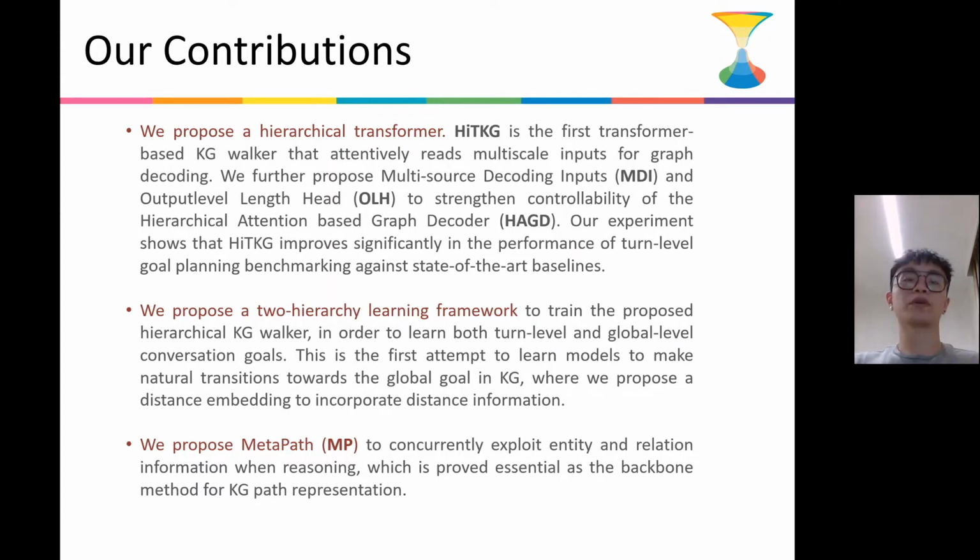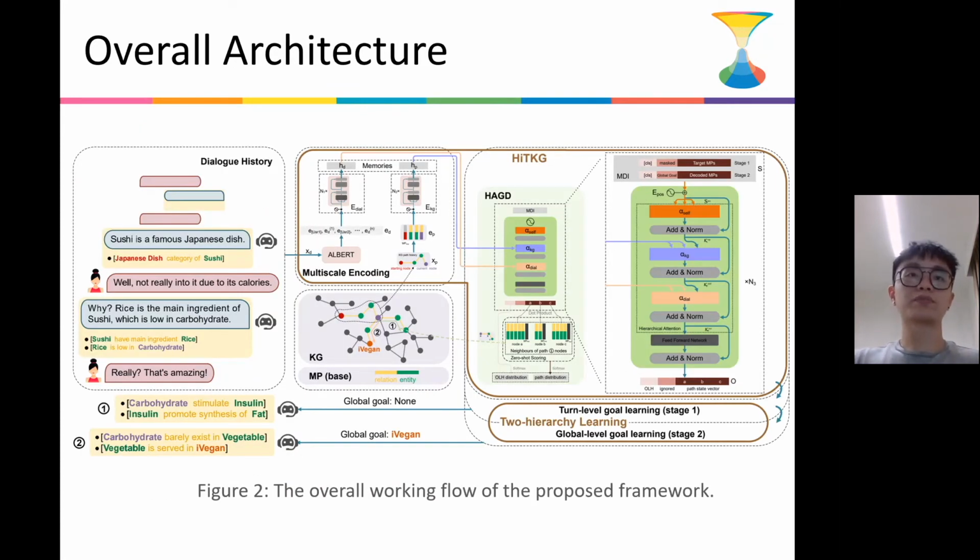There are several related works, but they didn't explicitly let the dialogue agent follow and achieve the global goal. The third contribution is that we propose MetaPath to concurrently exploit entity and relation information when reasoning, which has proved essential as the backbone method for KG path representation. We will also explain that in this figure.